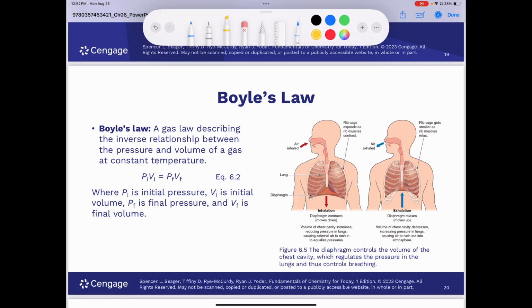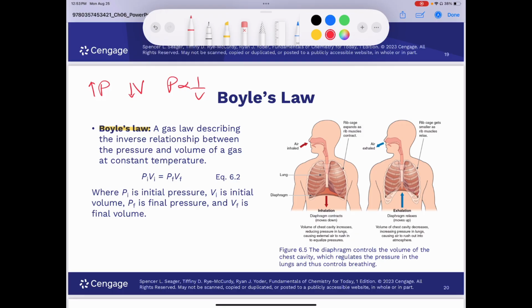Boyle's law is a gas law describing the inverse relationship between the pressure and the volume of a gas at constant temperature. I actually brought this up in a previous video. What's going to happen to the volume of a gas if you increase the pressure? Think about a tennis ball. If you squeeze it, if you increase the pressure, the volume is going to go down. And so we see that pressure and volume are inversely proportional.